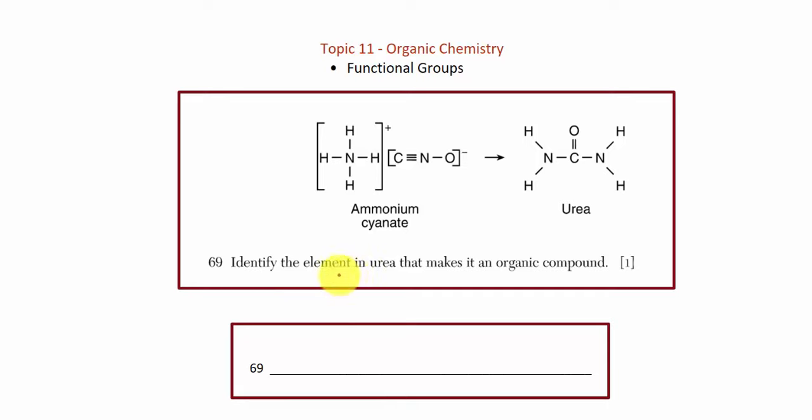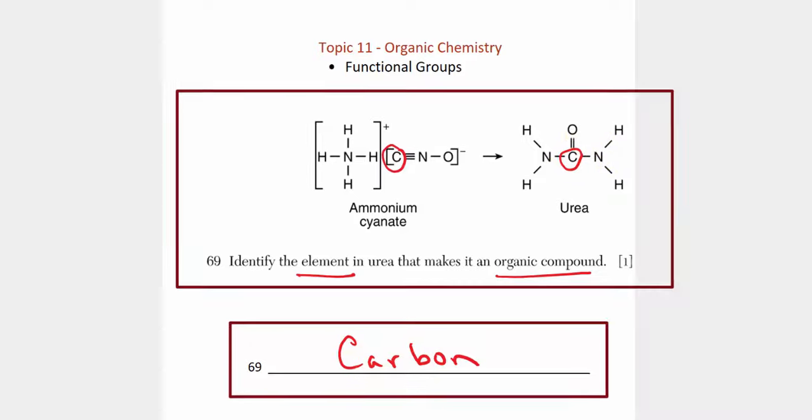Question 69. Identify the element in urea that makes it an organic compound. Well, they started it off with a pretty easy one here. The key element in any organic compound, of course, is carbon. So the answer to this question is simply carbon.